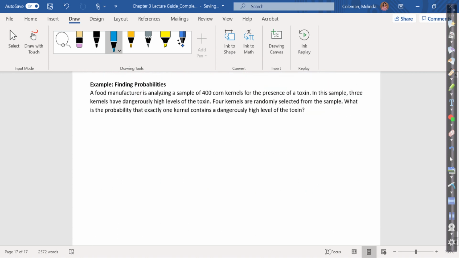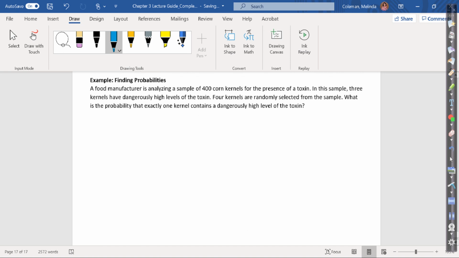A food manufacturer is analyzing a sample of 400 corn kernels for the presence of a toxin. In the sample, 3 kernels had a highly dangerous level of toxin. 4 kernels are randomly selected from the sample. What is the probability of exactly 1 kernel containing a highly dangerous level of toxin?